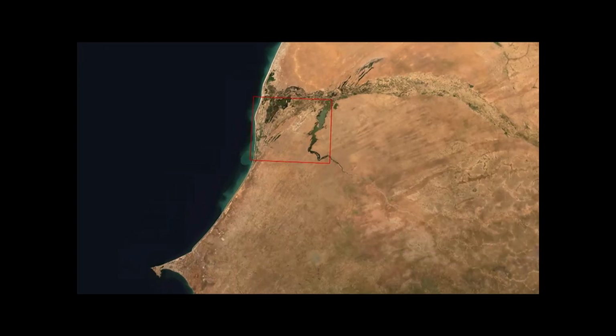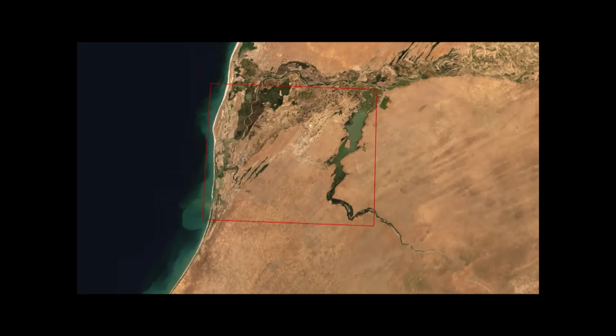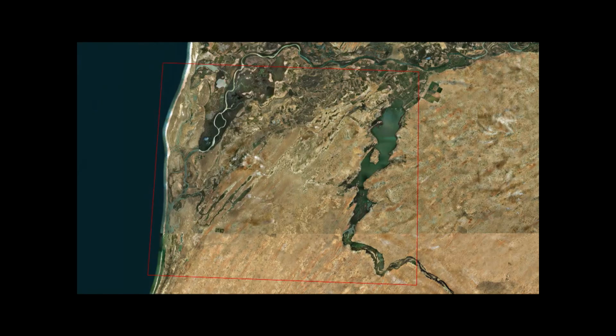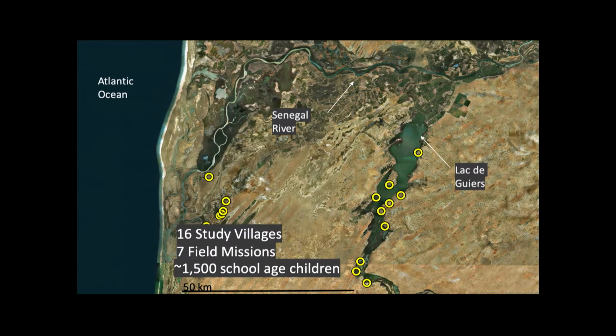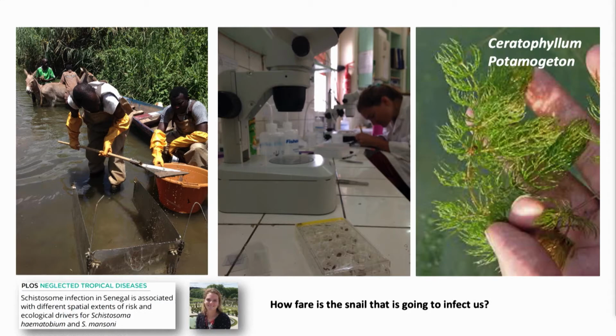And to do that, I'll bring you back to my research site at the border with Mauritania in the lower basin of the Senegal River, where we've been working now for nearly 10 years, over 16 study villages and several field missions. We've been tracking 1,500 school-age children, and we've been doing a lot of work on that complex life cycle, studying schistosomiasis, and so how the parasite goes from people to the freshwater snails and back to people.